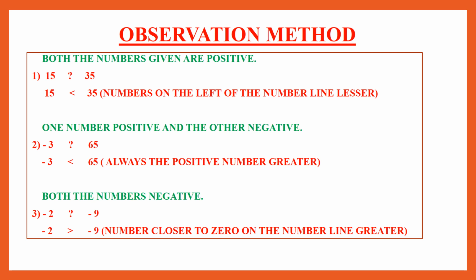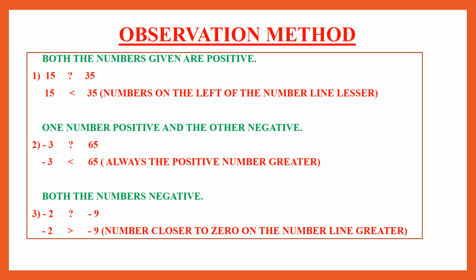If both the numbers are negative, so our third example is minus 2, it has to be compared to minus 9. Both are negative. Minus 2 would be greater than minus 9. The number closer to 0 on the number line would be greater. Minus 2 is closer to 0 as compared to minus 9. Therefore, minus 2 is greater than minus 9.